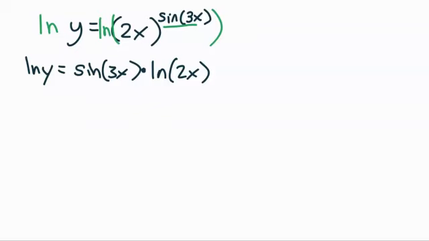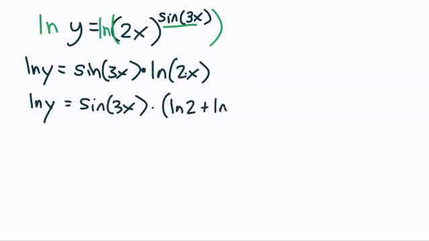One is if I have multiplication inside a logarithm, that's the same as two separate logarithms added together. So I could also try to use that to my advantage. So I have sine of 3x times natural log of 2 plus natural log of x. So maybe when I get to derivatives, that might work out a little bit better.